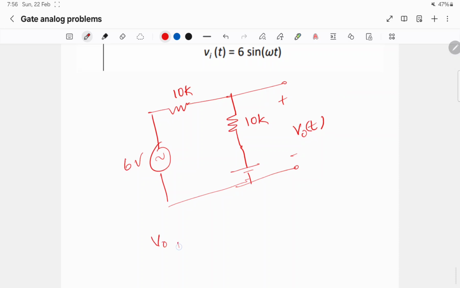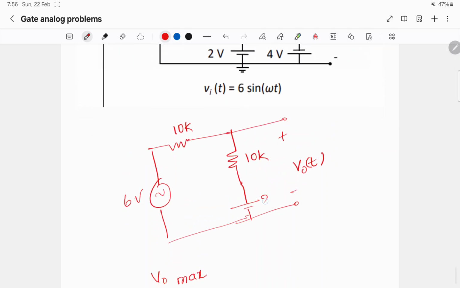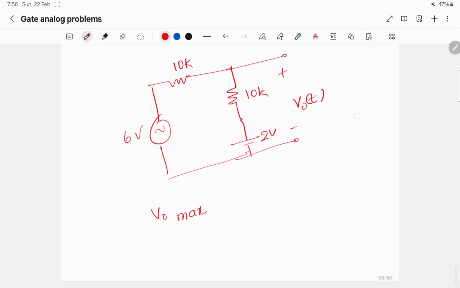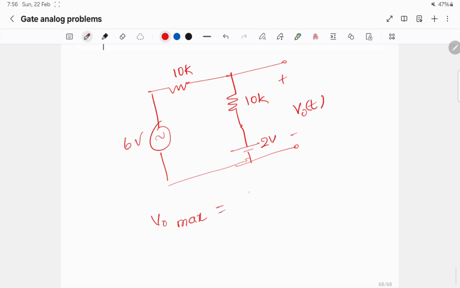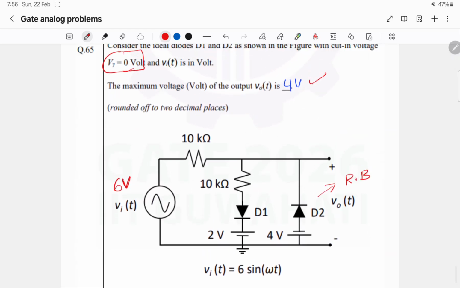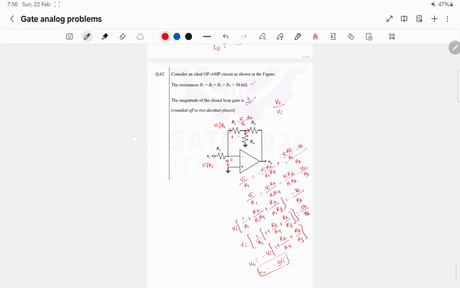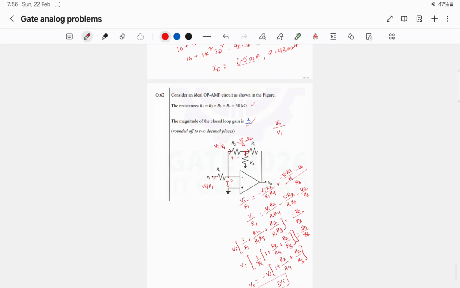To find out V0 max, we can simply apply superposition. This will be 6 by 2 plus 2 by 2. This is 3 volts plus 1 volt is 4 volts. 4 volts will be the maximum output voltage. So we have solved all the 8 questions.